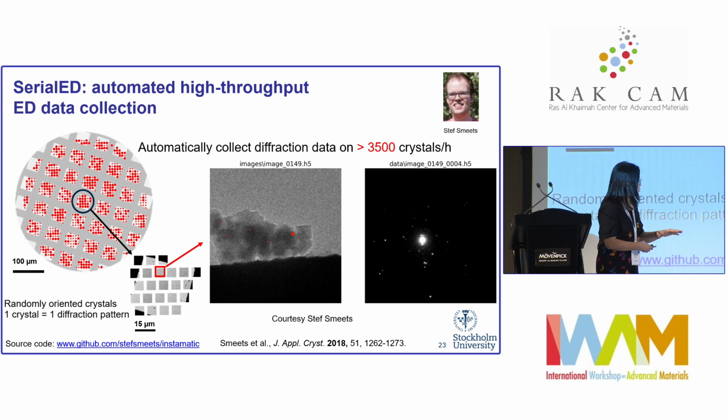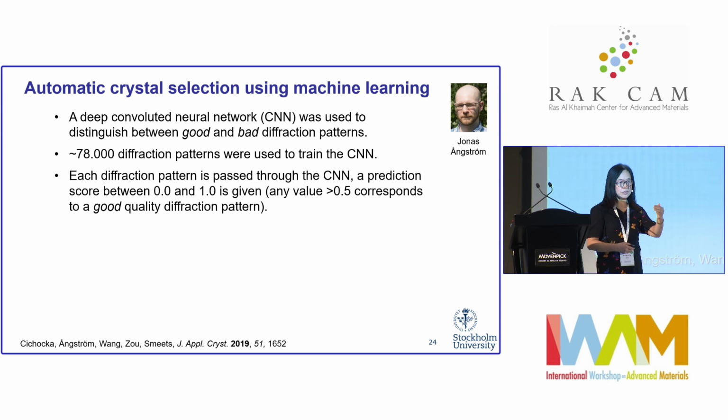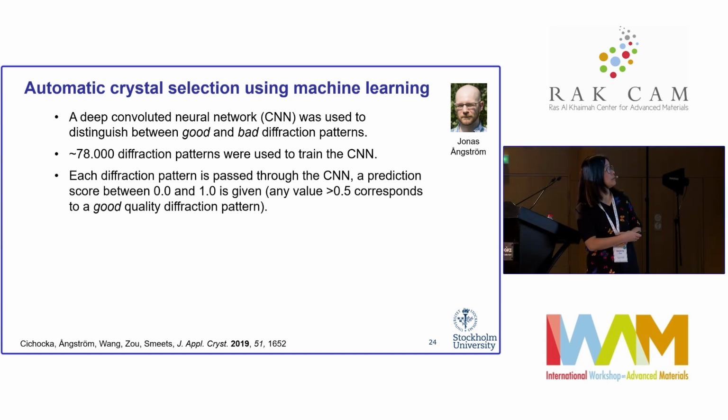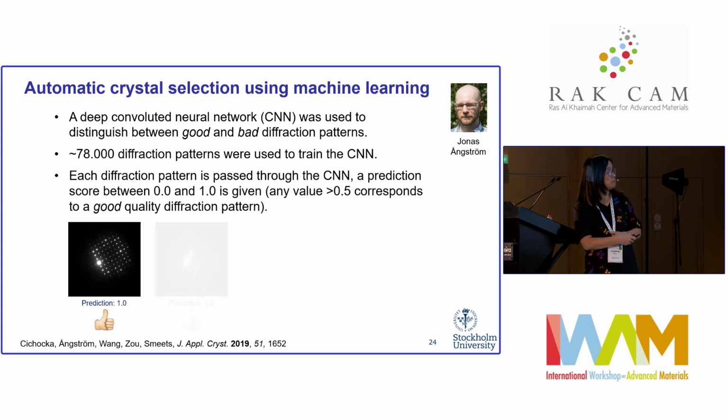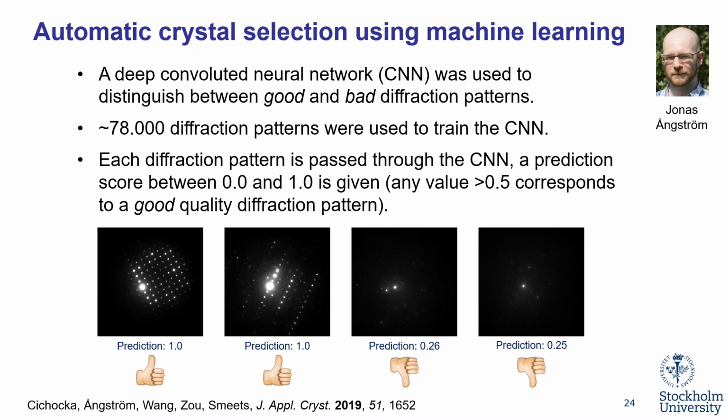With all this data, you can do the data analysis. In this way, we want to find out which are good diffracting crystals and which are bad diffracting crystals, using a deep convolutional neural network to distinguish different diffraction patterns. We use many diffraction patterns to train this network. Finally, this is an example. We give a score for each diffraction pattern and see what you get.